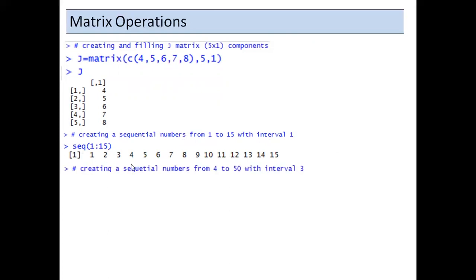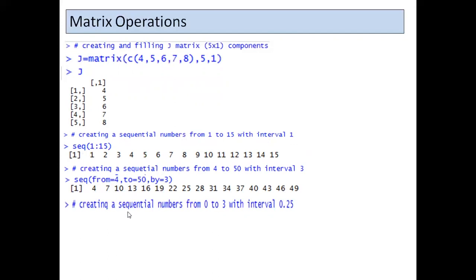If you want to create an interval, say for example, we want to create a sequence of numbers from 4 to 50 with an interval of 3. In that case, we type in seq from where the data is going to begin, that is from 4 till 50, and by an interval of 3. The output begins from 4 and moves in steps of 3, and this is how the overall output is shown.